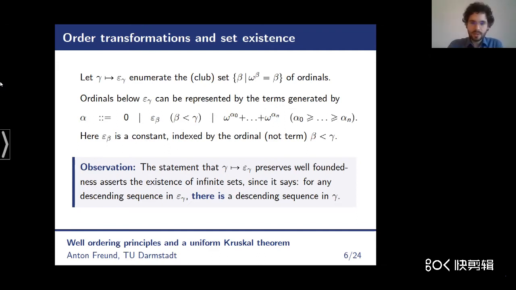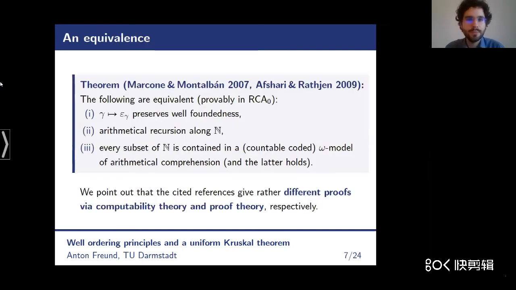Good, so what does that mean for the previous results from ordinal arithmetic? What becomes of them? Well, there's this theorem here, which was proved by Alberto Marcone and Antonio Montalban, and then by different methods by Bahari Afshari and Michael Rathjen. And this is now a typical result of reverse mathematics. Namely, we work over a weak base theory, and we prove an equivalence between certain statements.